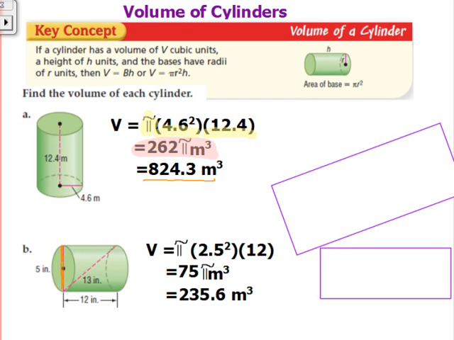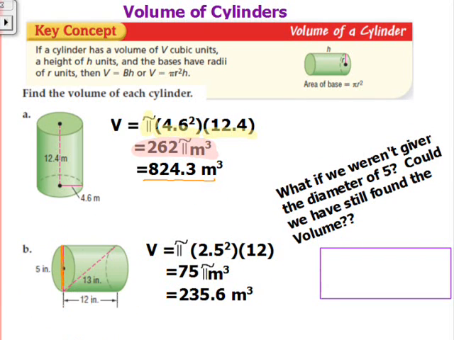Now, what if we weren't given 5? What if we were asked to do this problem and you couldn't see that? Do you have a way to figure out what the radius of that circle, or of that cylinder, is?